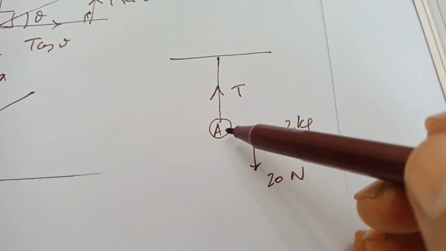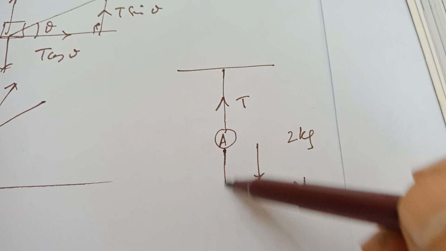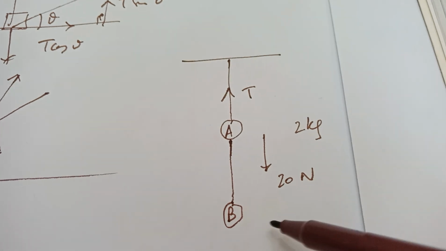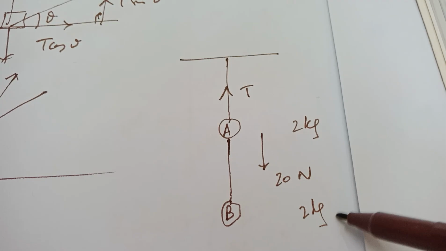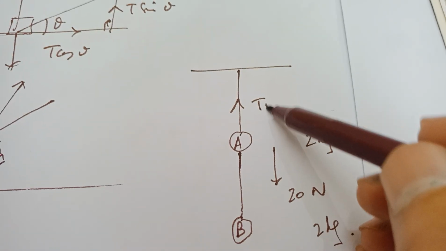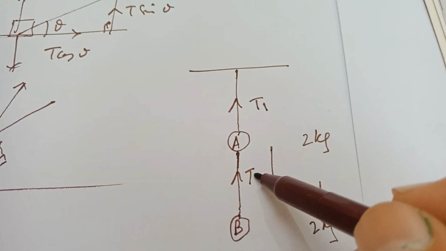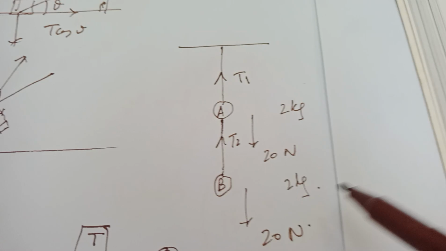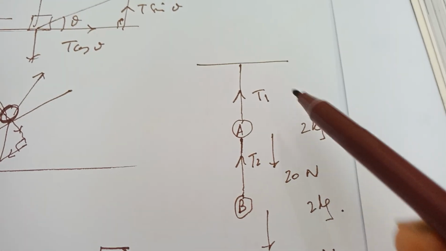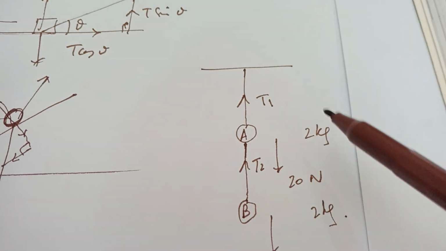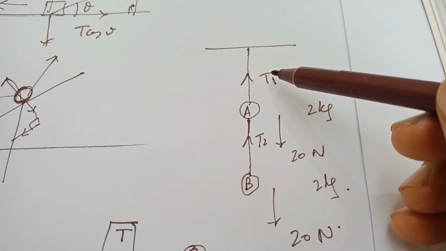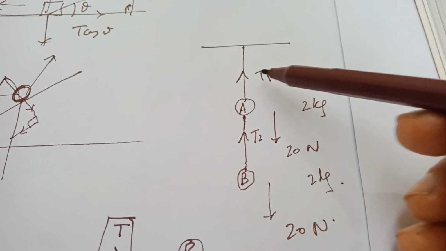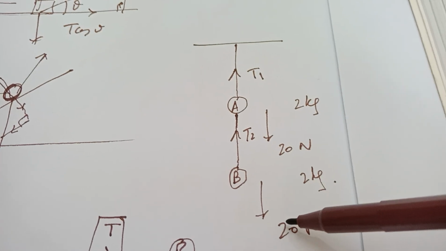Now suppose there is another string attached to particle A, and then there is another particle B over here, okay? Let's say B also has a mass of 2 kg. I shall call this T1 and this T2, and its weight is 20 newtons. Now we have to determine the tension in these two different strings. If you just use common sense, T1 would be equal to the weight of these two particles: T1 should be 40 newtons, and T2 should be 20 newtons, okay?